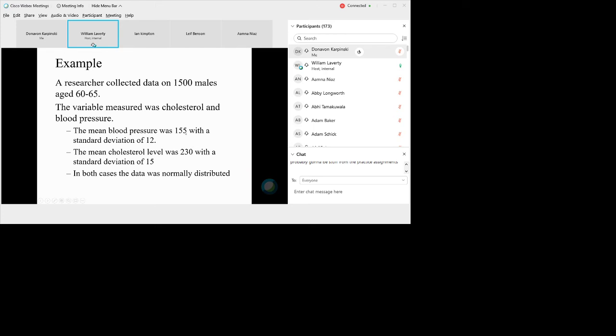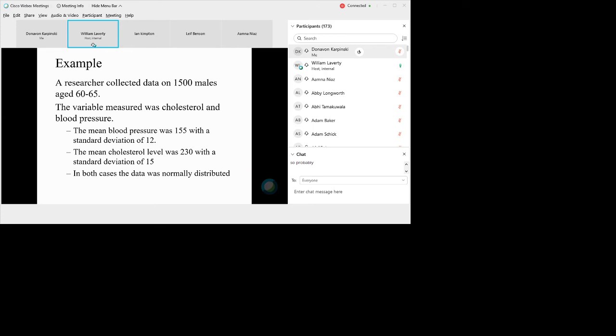Mean blood pressure was 155. So that means that blood pressure measurements were all varying about 155. Mean cholesterol measurement was 230. So all of the measurements were varying about 230. The standard deviations tell you how spread out they were. Standard deviation for blood pressure was 12, for cholesterol 15.